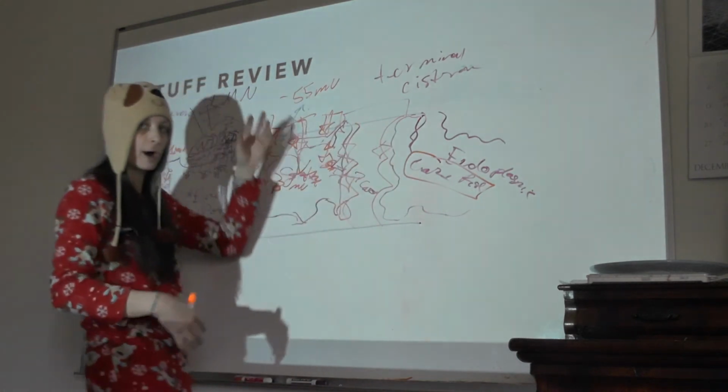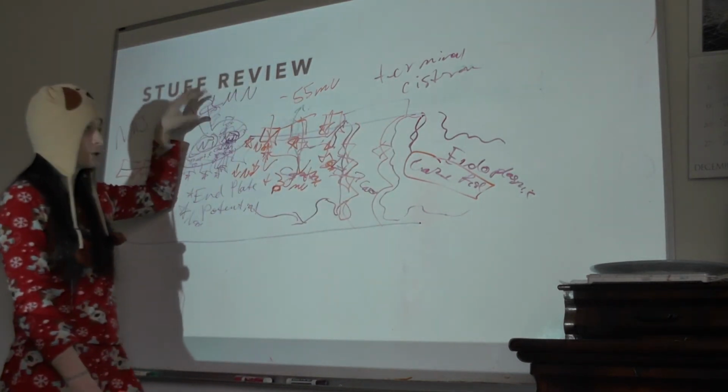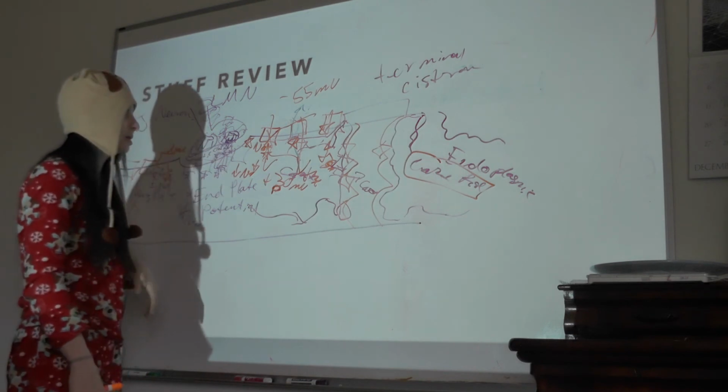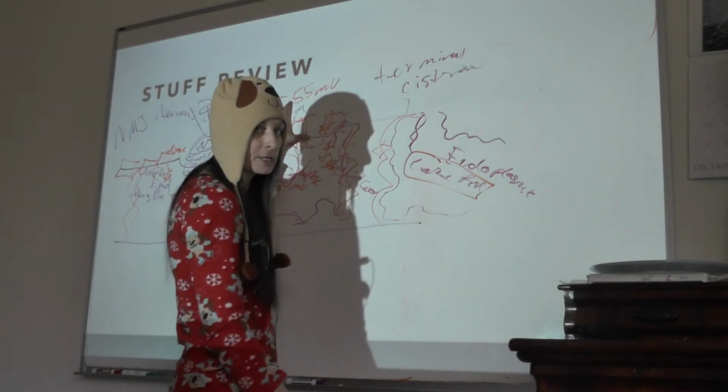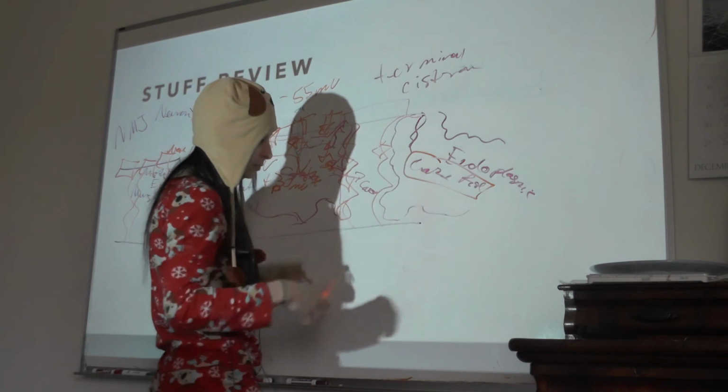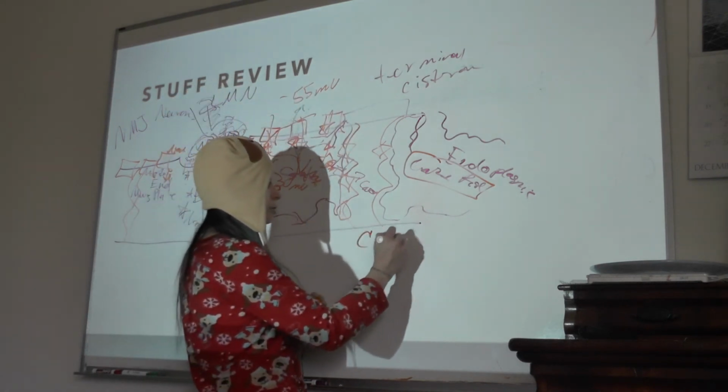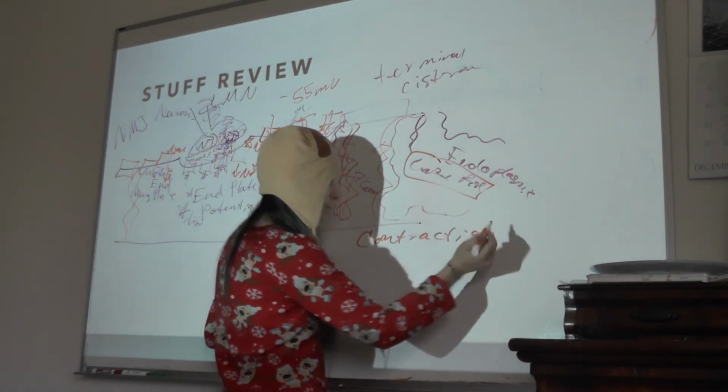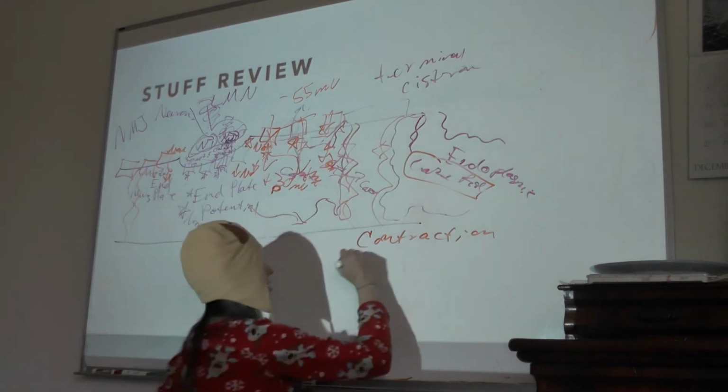So there are three parts. What happens at the neuromuscular junction? Sure, it's got lots of parts. The second part is what happens in excitation-contraction coupling. Sure, it's got lots of parts. The last thing is what happens in contraction, or the events of the cross-bridge cycle.